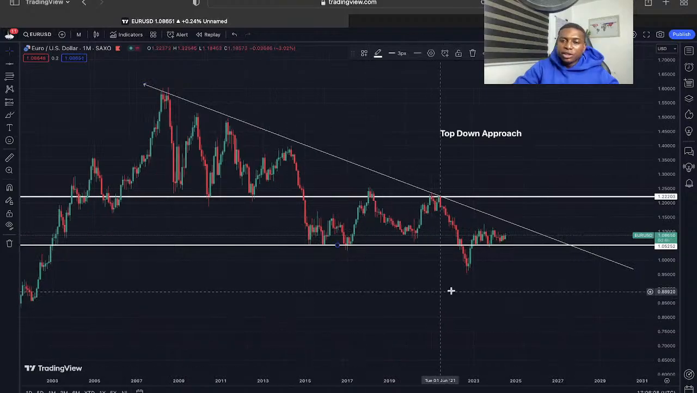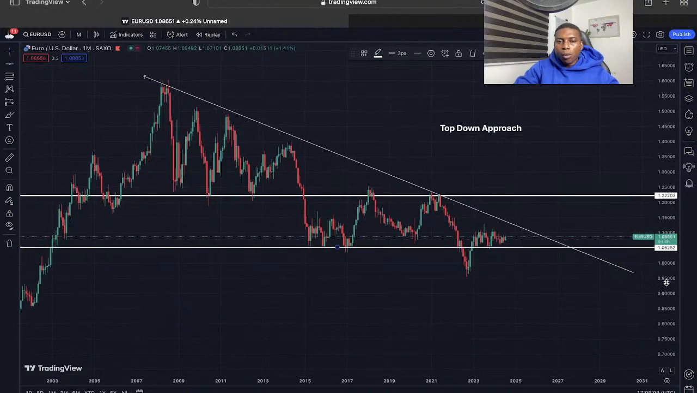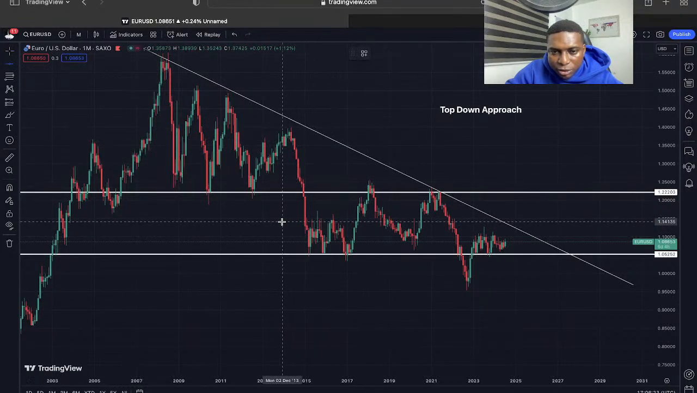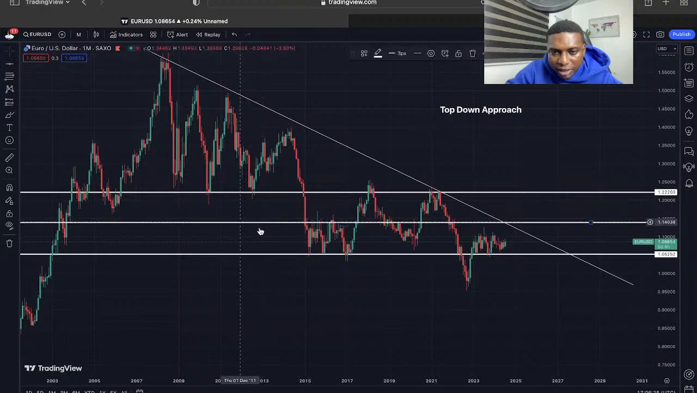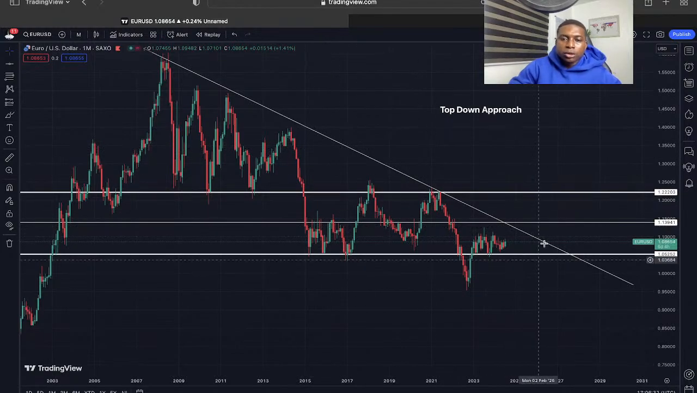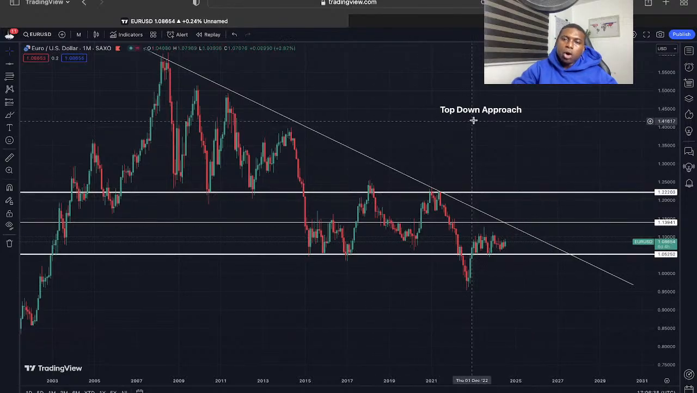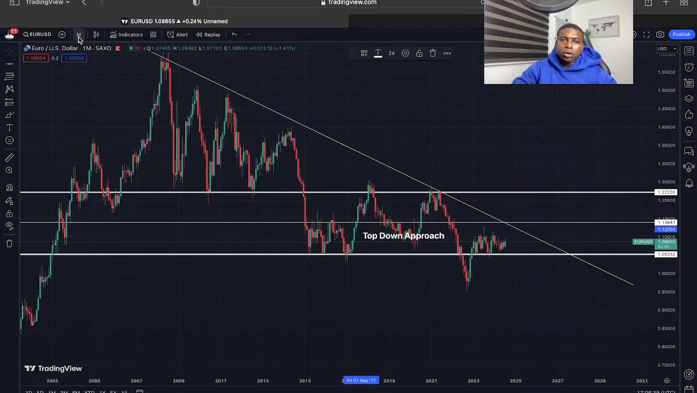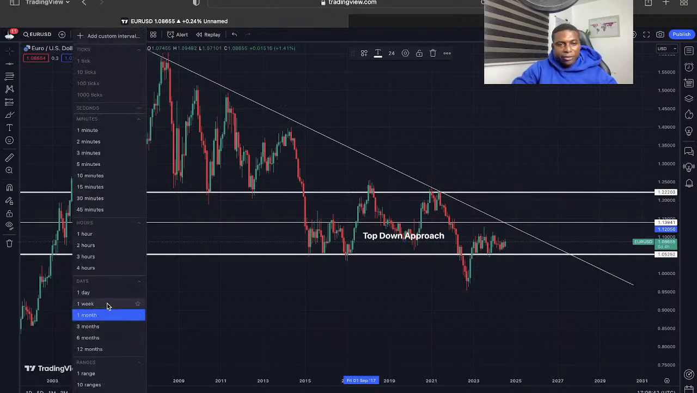We've been able to establish what is going on in the higher time frame. There is a minor zone here that we would also need to watch. Now that we've mapped out these levels on the monthly time frame, let's go down to the weekly time frame.